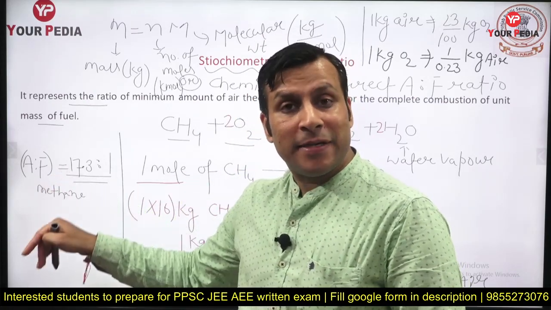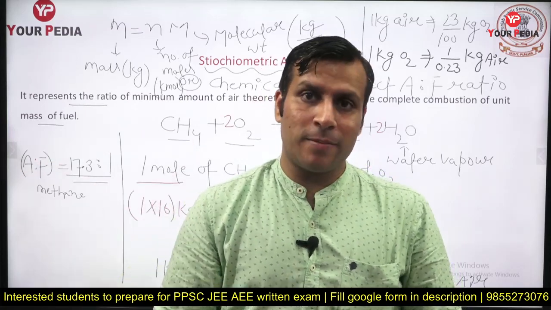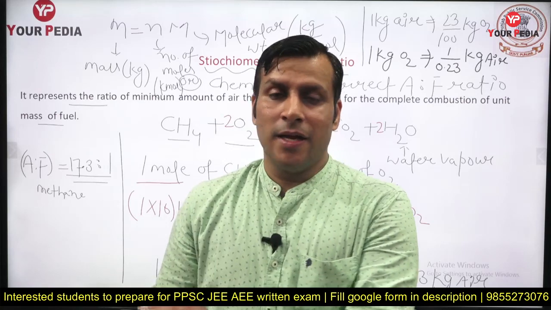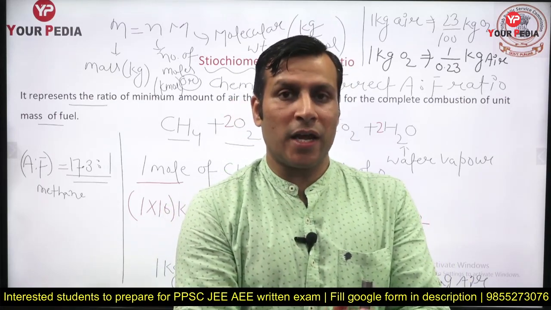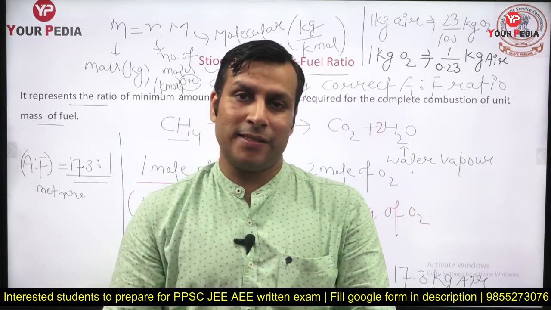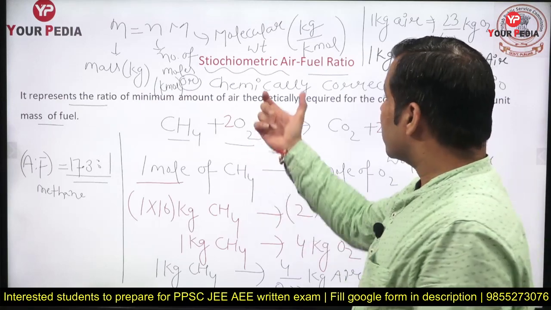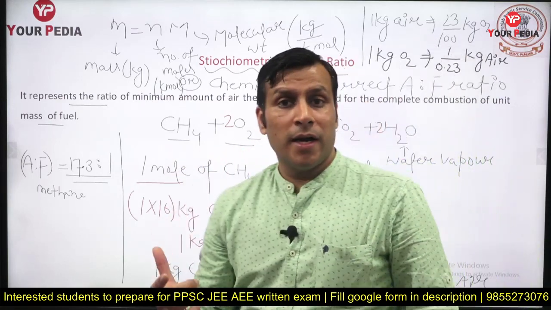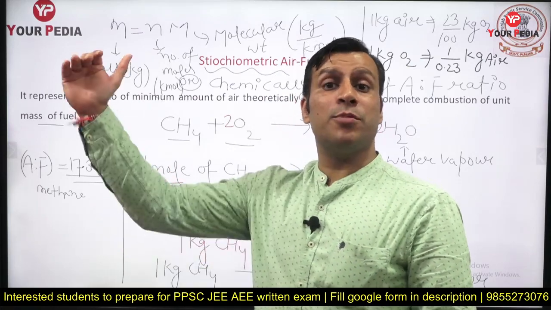Less air you are supplying, it means the chances of getting unburnt hydrocarbon and carbon monoxide increase, because complete combustion is not going to take place when you are supplying less air. So carbon monoxide and hydrocarbon emissions are going to increase. That's why we discuss this very important topic, the stoichiometric air fuel ratio. I hope this topic is very much clear. What is the stoichiometric air fuel ratio, and what do you understand by rich mixture and lean mixture?